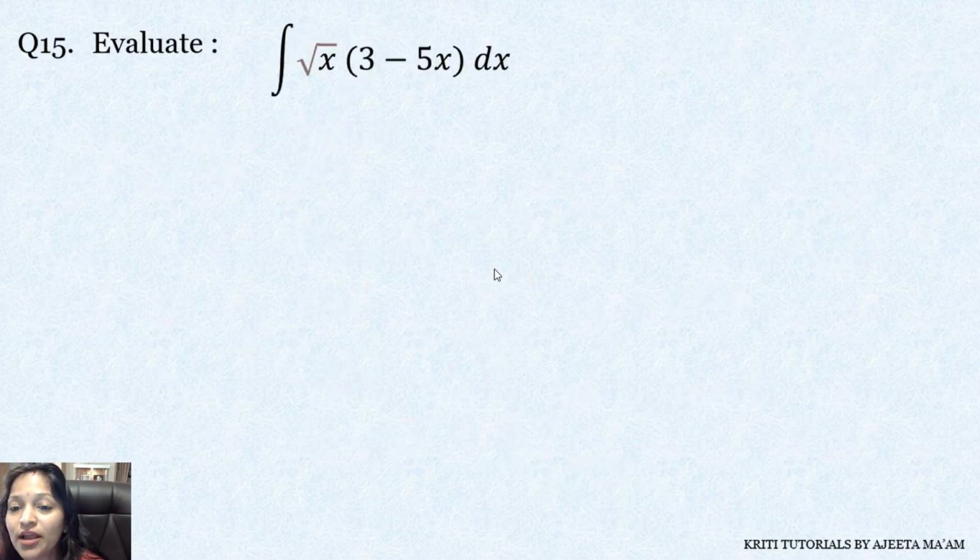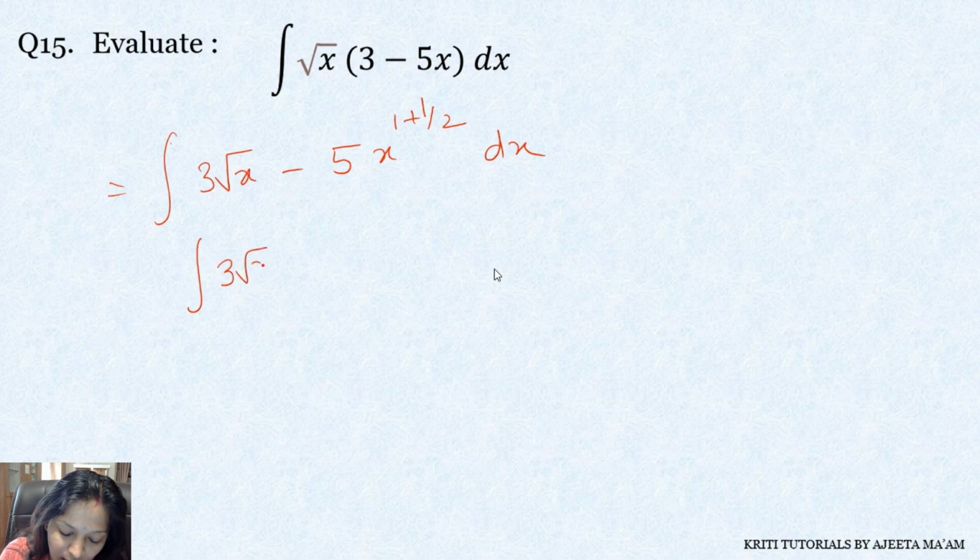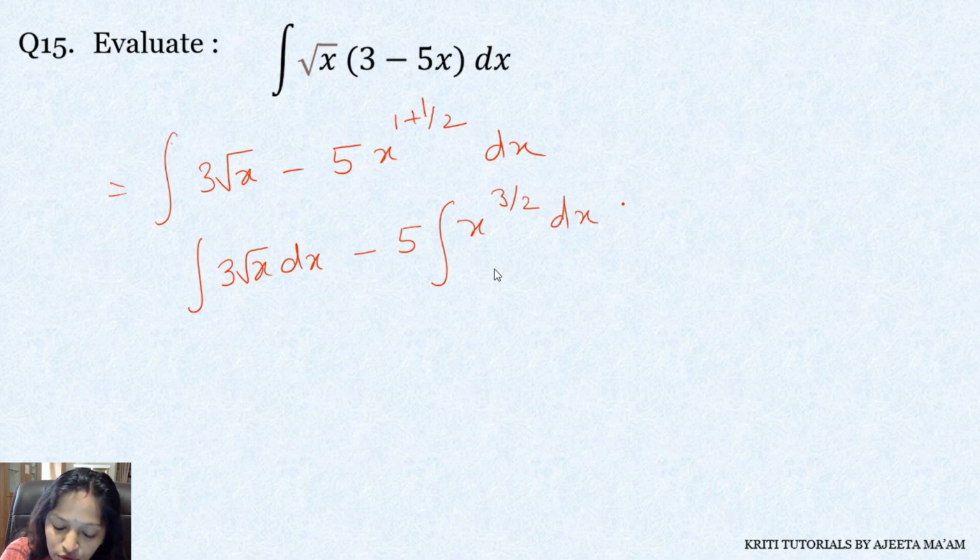Root x (3 minus 5x). So now again open the bracket and get your answer. So we get 3 root x here minus 5x into root x, which will give you the power 1 plus half, right? So let's move on. Here we get the integral of 3 root x and minus 5 times the integral of x raised to 3 by 2. Now we are simply going to solve it, right?